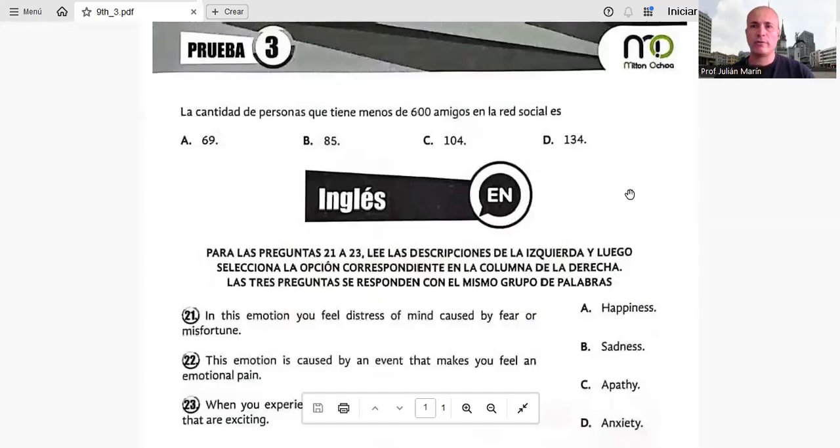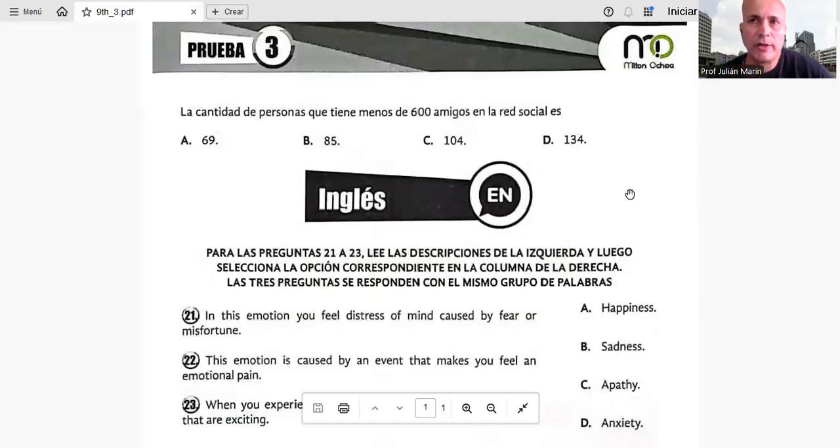Today we're going to be reviewing Martes de Prueba number 3 for ninth grade. This is for the Instituto Chipre 2025. So now we're going to start presenting. Let's take a look at what kind of exercises we're going to solve today.